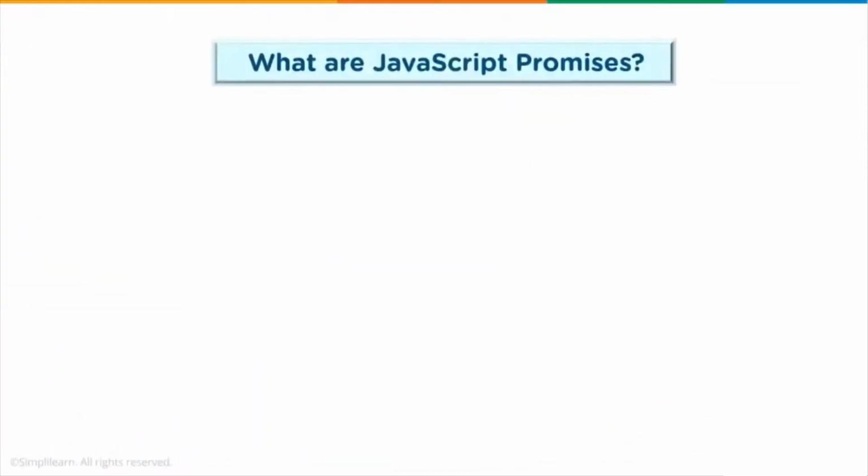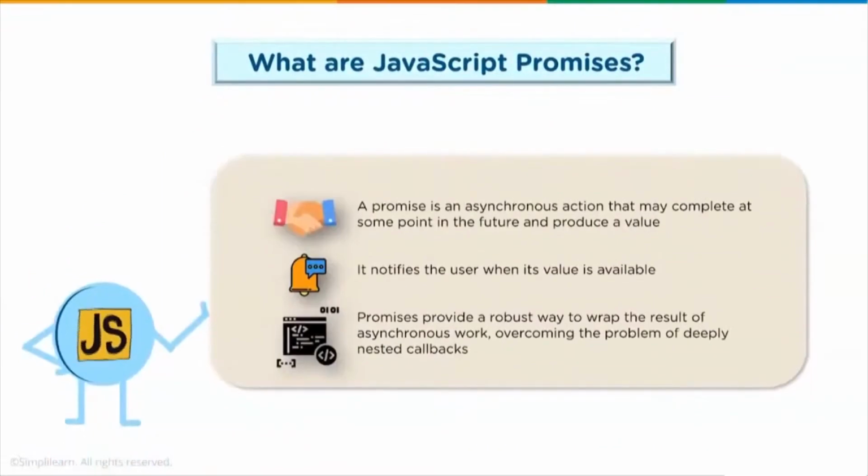Moving on, what are JavaScript promises? Now, in the case of asynchronous actions, you could, instead of arranging for a function to be called at some point in the future, return an object that represents this future event. This is what the standard class Promise is for. Now, a promise is basically an asynchronous action that may complete at some point in the future. And when it's completed, it produces a value. Now, it is able to notify when its value is available. The easiest way to create a promise is by calling the Promise.resolve method. Now, this function ensures that the value you give it is wrapped within a promise.